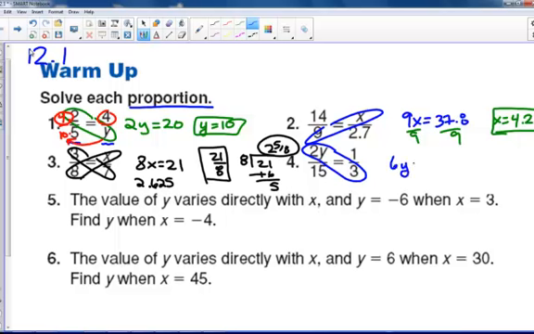Alright, 6y equals 15. And then 15 divided by 6 would be, that would have to be reduced for full credit. So 3 goes into both of those. So that'd be 5/2. And you could also just do 15 divided by 6, which is 2.5, or 5 divided by 2, which is 2.5.